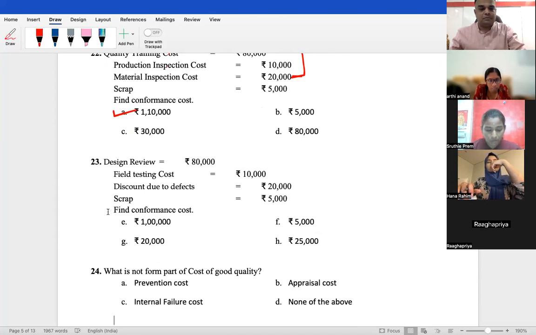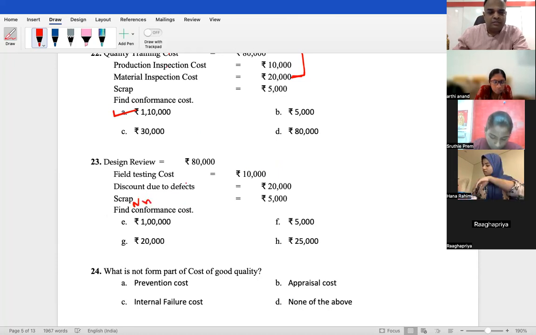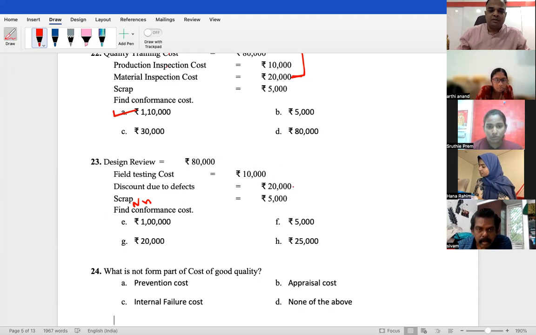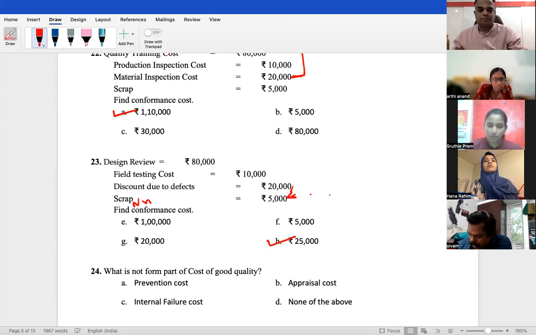Next. Design review 80,000. Field testing cost 10,000. Discounts due to defects 20,000. Scrap 5,000. Find the non-conformance cost. What all comes under non-conformance cost? Internal and external failure. Scrap and discounts due to defects come under non-conformance, so the total comes to 25,000. 25,000 is the correct answer.